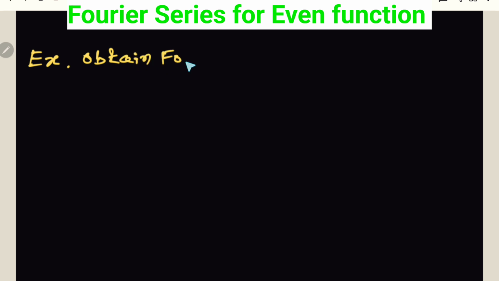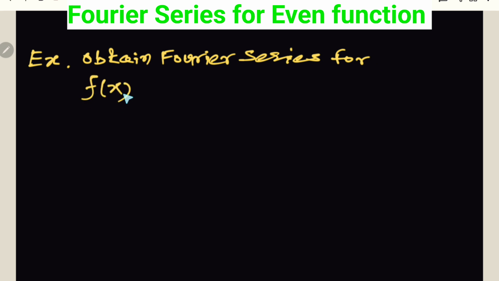Let us solve the problem. Obtain Fourier series for the function f of x is equal to x into sine of x in the interval minus pi less than x less than pi. Important example from the exam point of view.